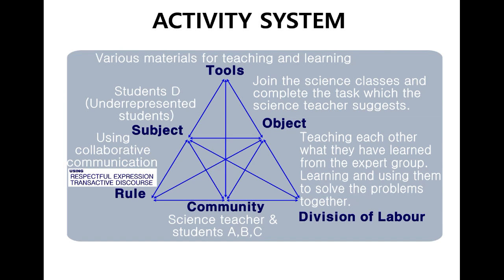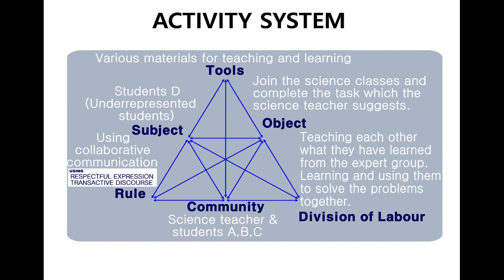In the activity system, one underrepresented student was set as the subject. The object was to join the science classes and complete the tasks which the science teacher suggested. The tool was the various worksheets and the materials of the inquiry activities. Using collaborative communication was set as a rule. Collaborative communication had 4 mandatory criteria which need to be kept when students talk, such as using respectful expressions, using eye contact, addressing the listeners as sir or miss, and explaining the reasons when others demanded, and considering the reasons when the others asked or had different opinions.